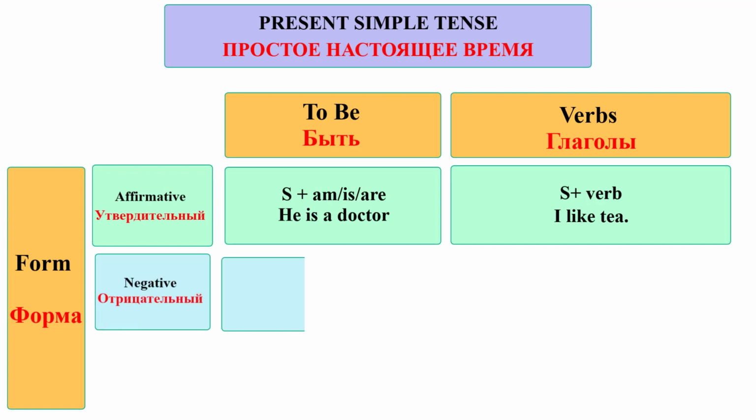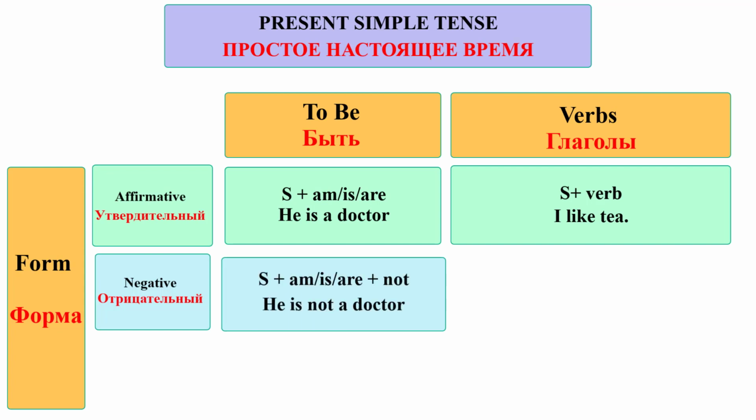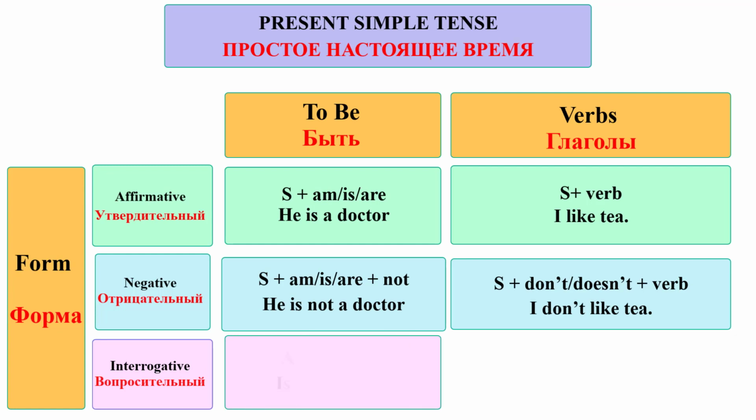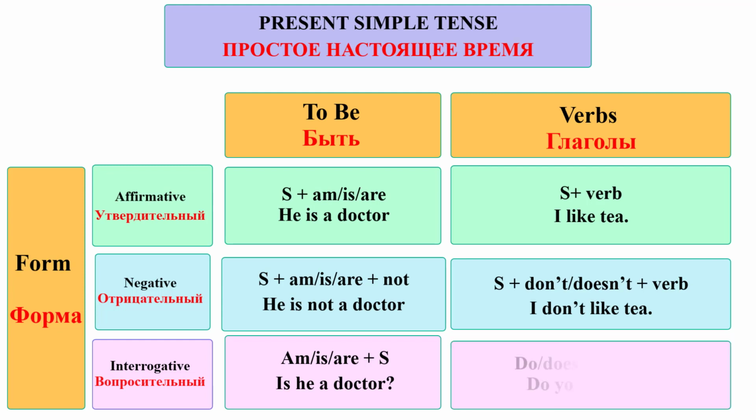Negative. Subject plus am, is, or are plus not. He is not a doctor. Subject plus don't or doesn't plus verb. I don't like tea. Interrogative. Am, is, or are plus subject. Is he a doctor? Do or does plus subject plus verb. Do you like tea?